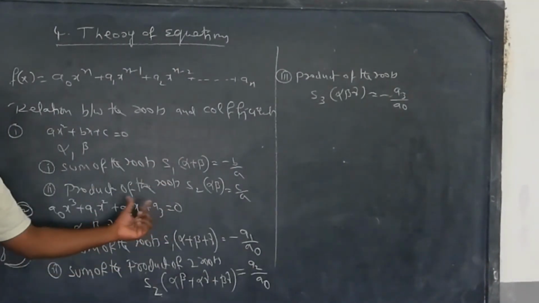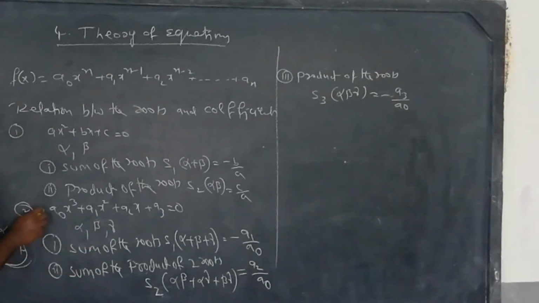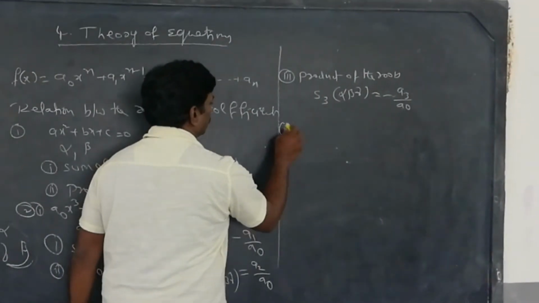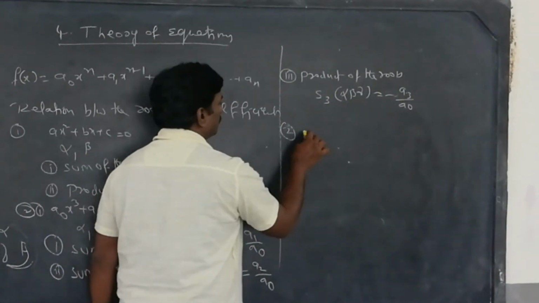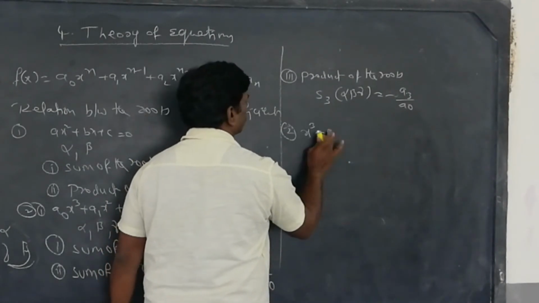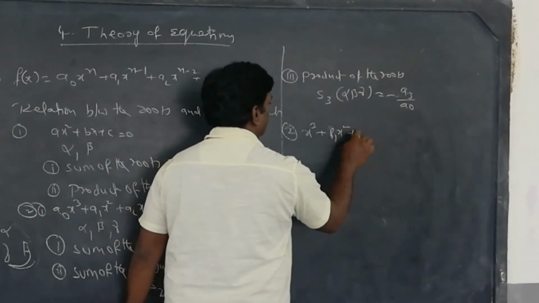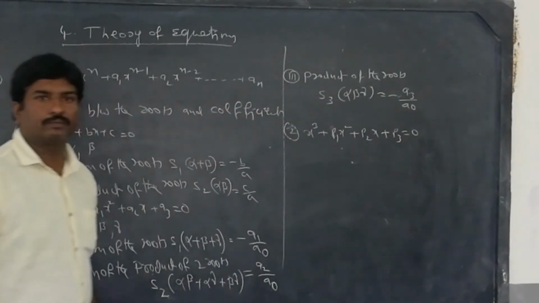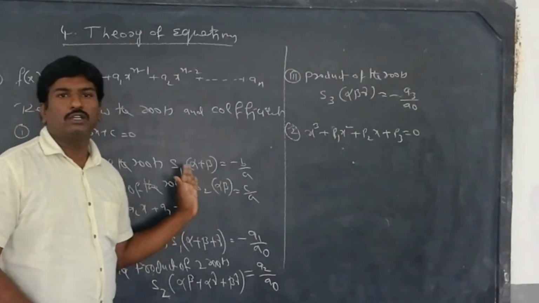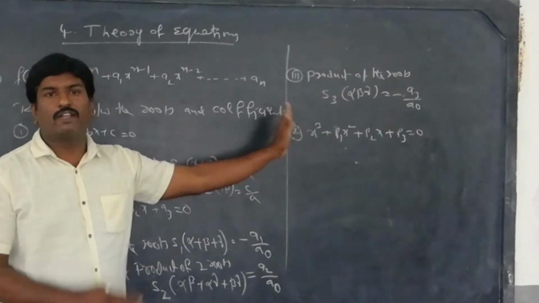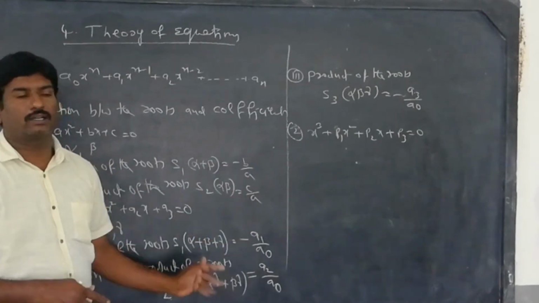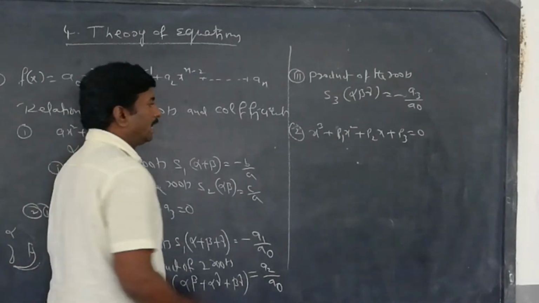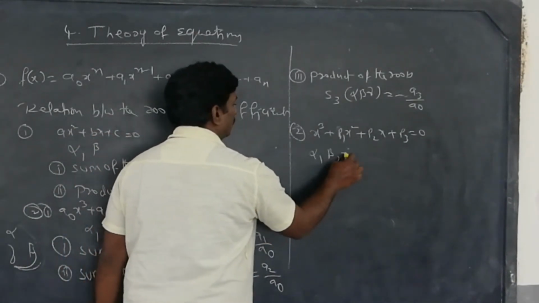Sometimes, if it is a monic equation, I am giving one more formation as the second one. Suppose I am taking a cubic equation like this, x cube plus p1x square plus p2x plus p3 is equal to 0. Generally, every time we have to convert the equation into monic for simplification, it will be better. So now this is a monic cubic equation. Suppose I am taking its roots as alpha, beta, gamma.